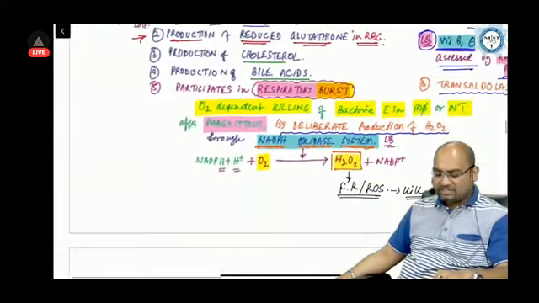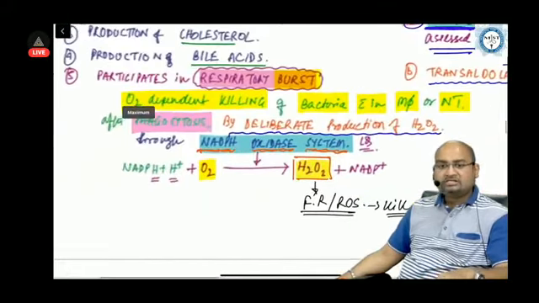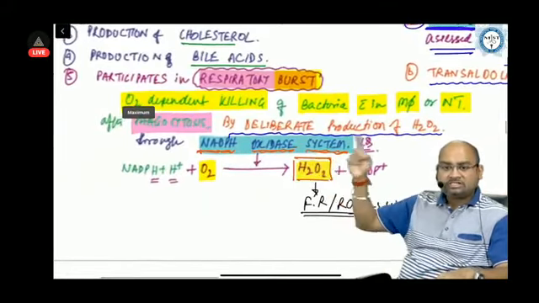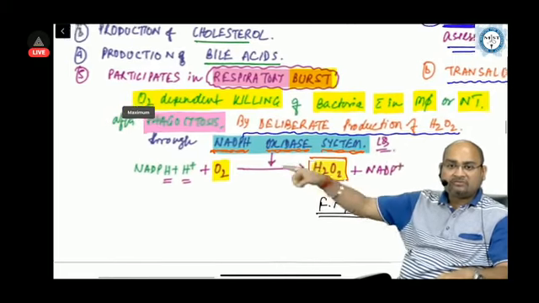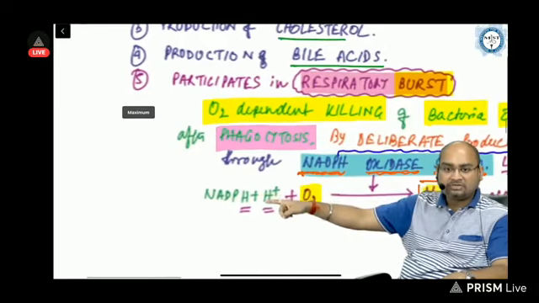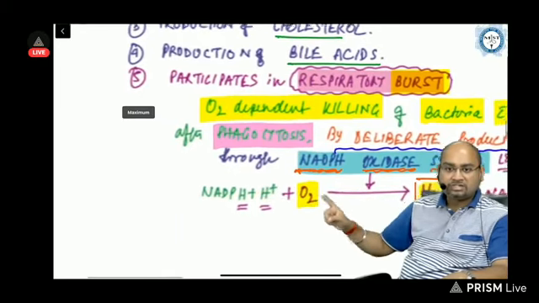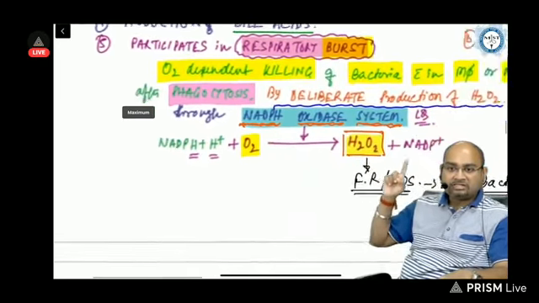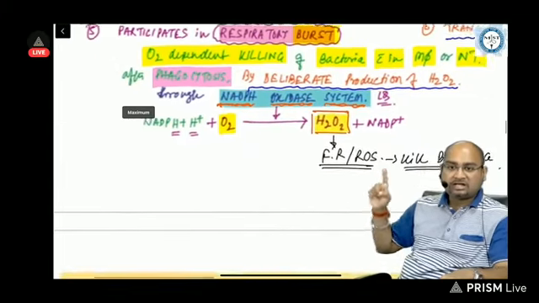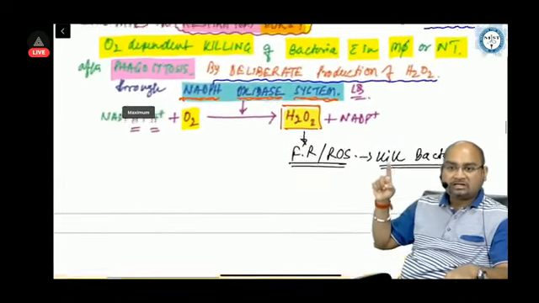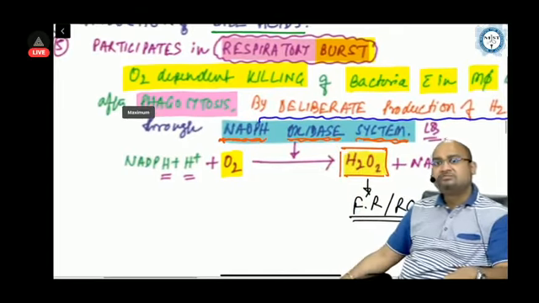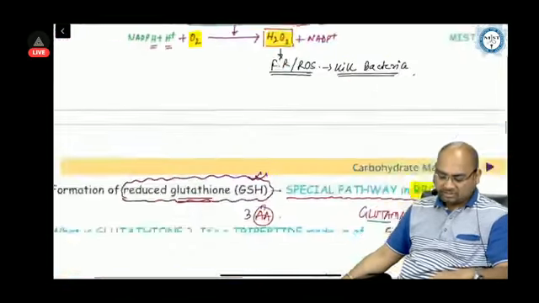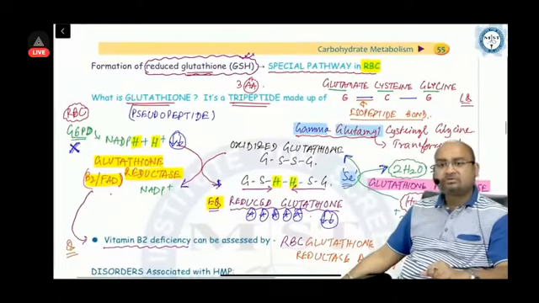However, in the respiratory burst, please try to understand, the enzyme name has been asked: which enzyme produces H2O2 for killing bacteria? From NADPH plus H plus, 2 hydrogens will be added with oxygen to form H2O2, and this H2O2 can further generate free radicals, which kill the bacteria. So the enzyme producing H2O2 is the NADPH oxidase system. Coming to the next important point, reduced glutathione.